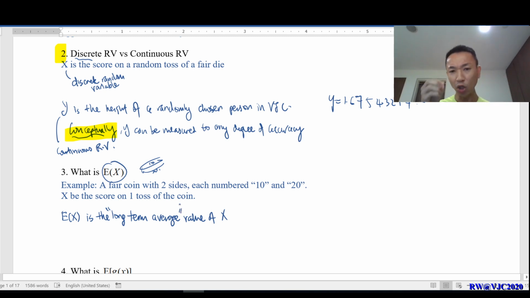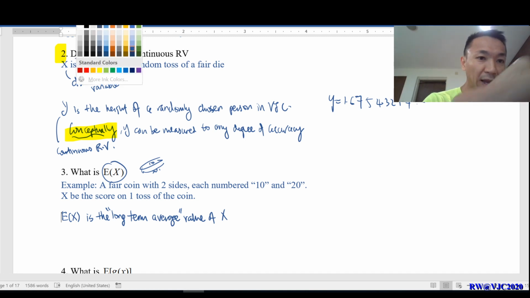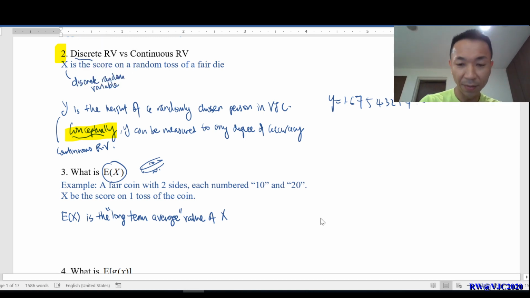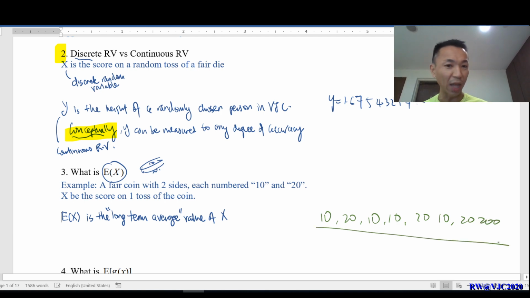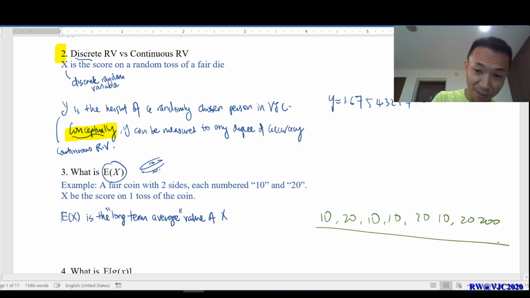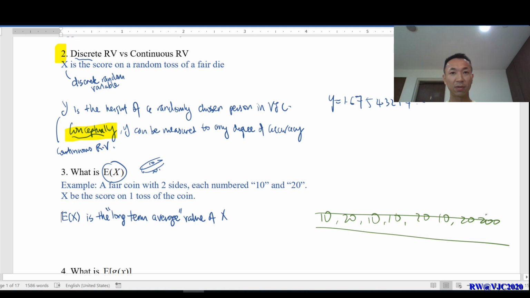That means I toss one time, for example, I get a 10. Another time I get a 20. Another time I get a 10. Another time I get a 10. Another time I get 20. 10, 20, 20, 20. I am not going to toss 2 times, 3 times, 10 times, 20 times. Long term, infinitely many times, and then I average all these values out. That is the meaning of expected value of X.